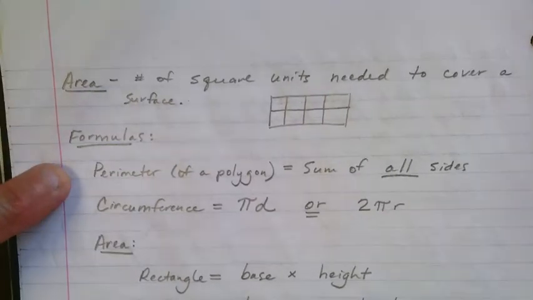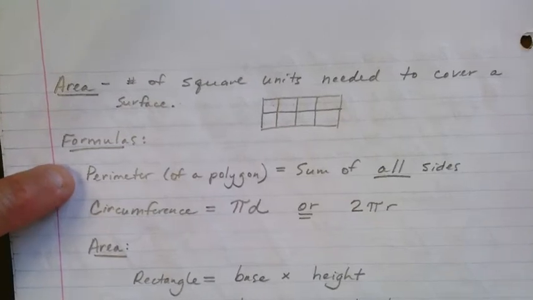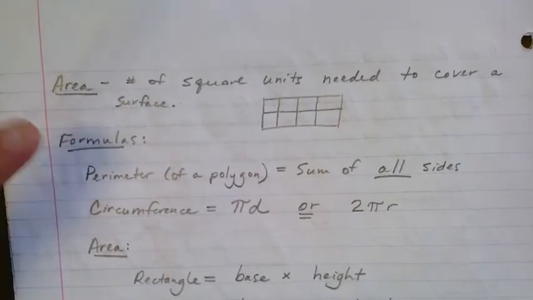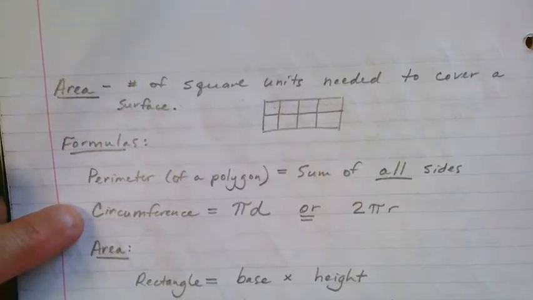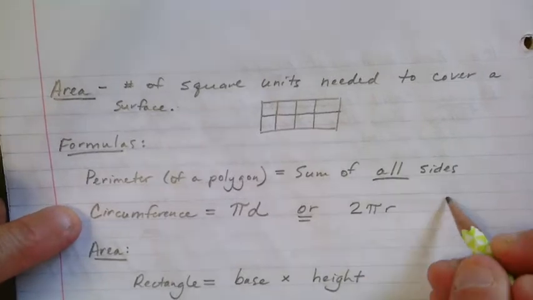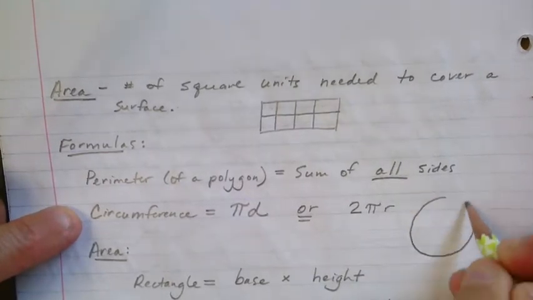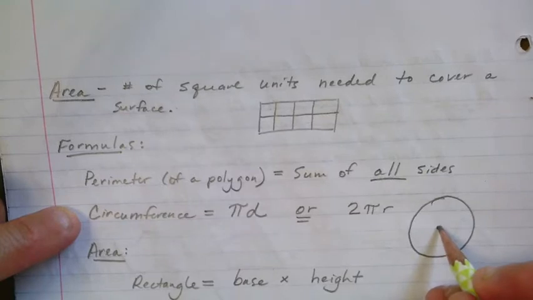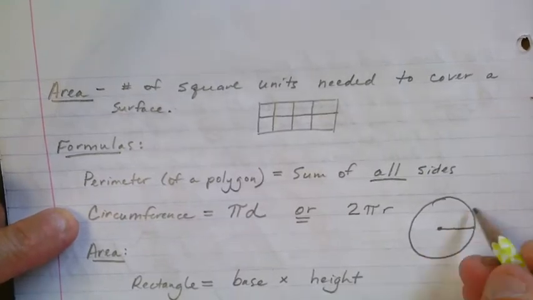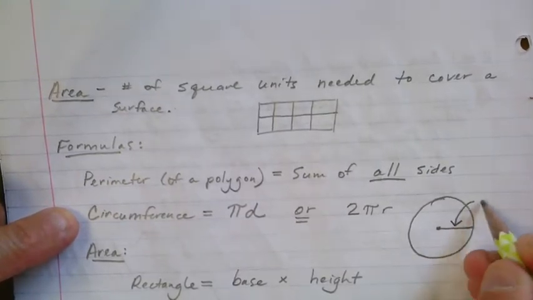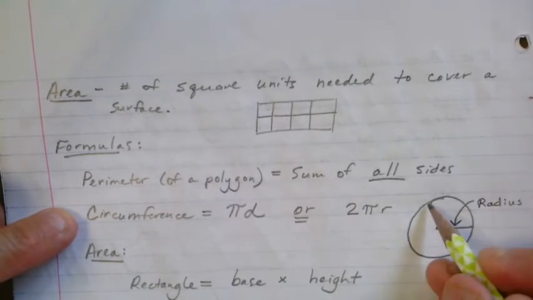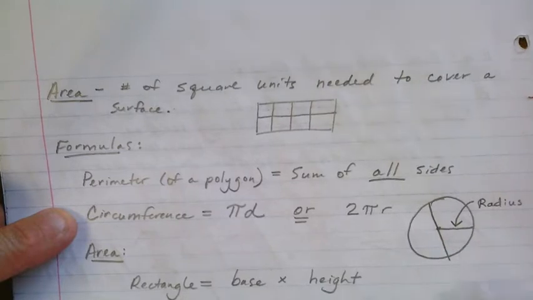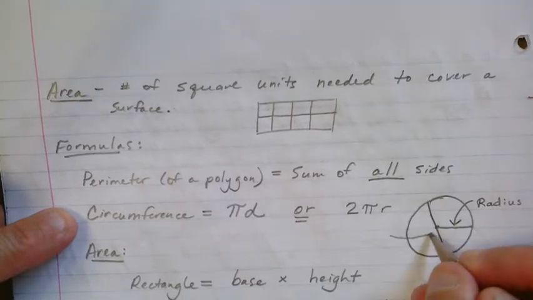Formulas that you're going to need to know. One would be perimeter of a polygon, which is just the sum of all sides. You guys should already know that. Circumference is pi d, or 2 pi r. Now remember, we should probably review this. When talking about a circle, the length from the center to the side is considered the radius, and the distance from one side to the other through the center is considered the diameter.